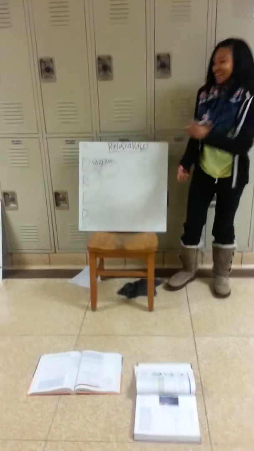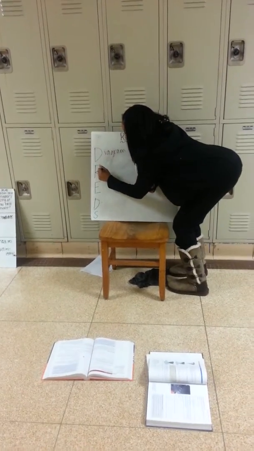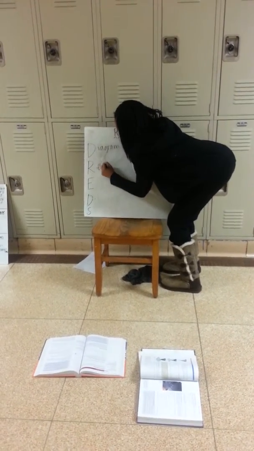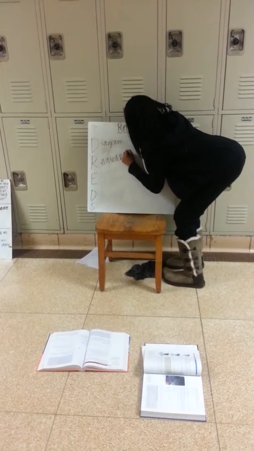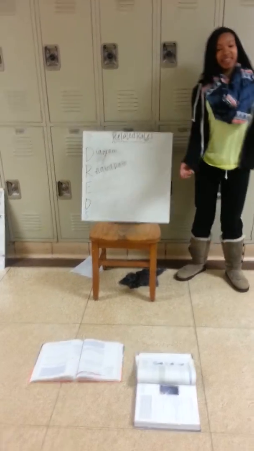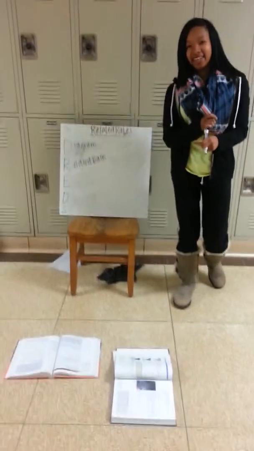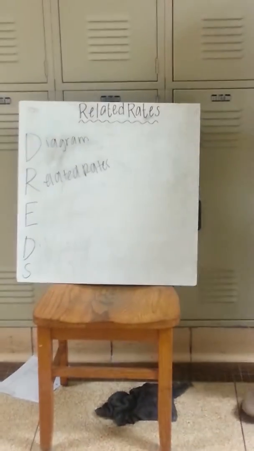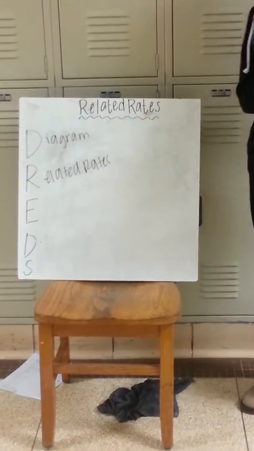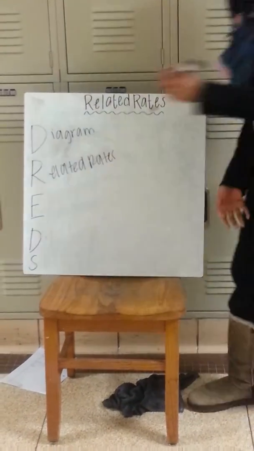Then the R is related rates. You're going to write down all the known and unknown variables. So for example, if you're given theta and dθ/dt, you would write down all the knowns, and you try to find dh/dt. And for E, it's the equation.